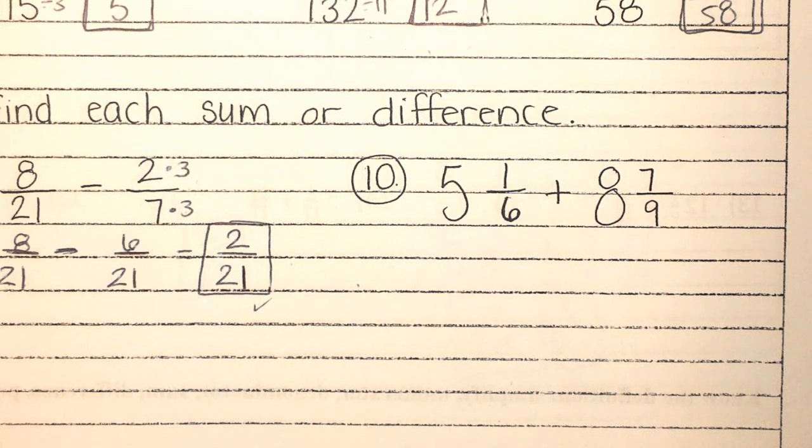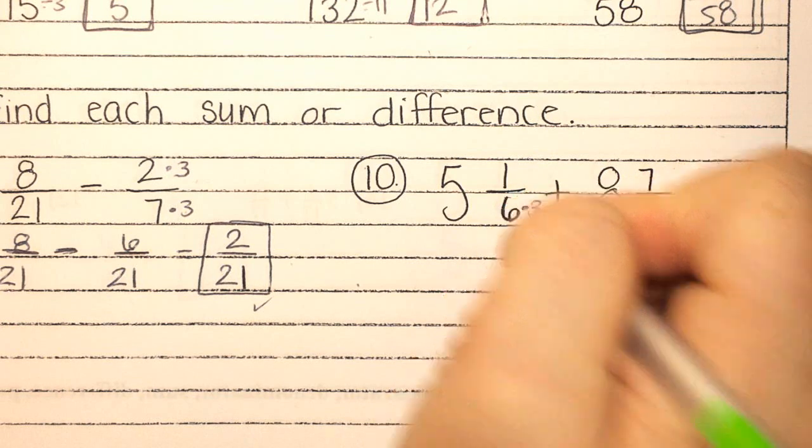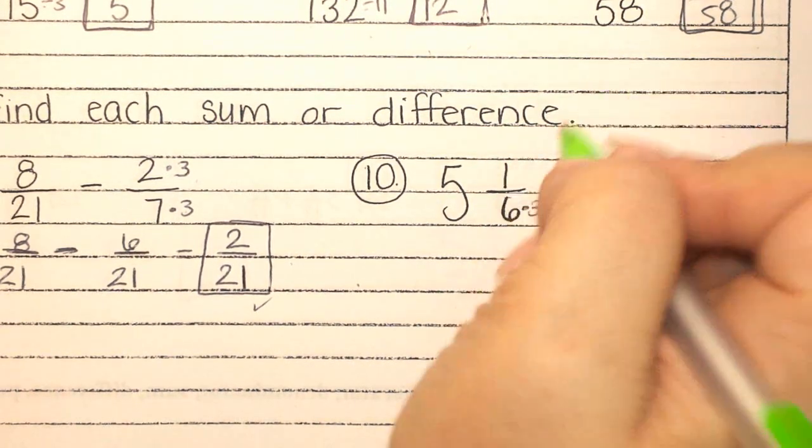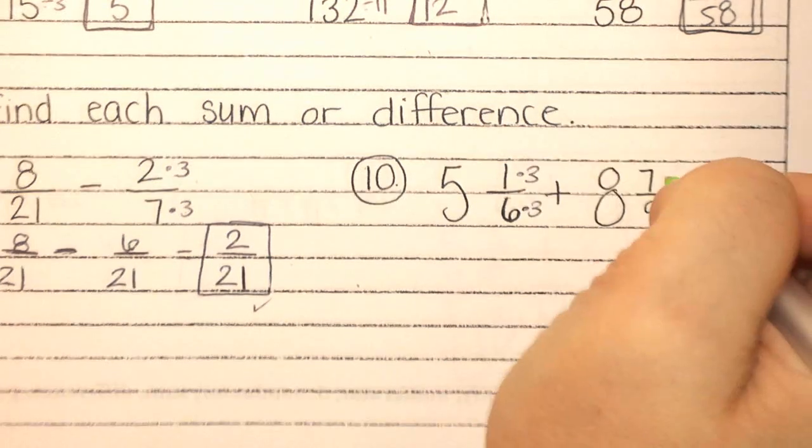All right. 5 and 1/6 plus 8 and 7/9. Right now I can't add them. What is a good denominator for these? Christy. 18. 6 times 3 is? 18. 9 times 2 is? 18. Whatever number I used on the bottom is the number I'm going to use on the top.